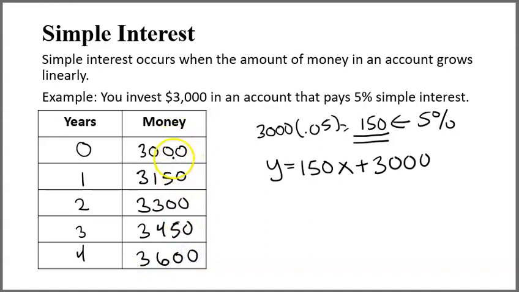So obviously, the more money I start with, the more I will get paid. If I had $300,000, 5% of that would be $15,000. You see how that would grow a lot faster. Okay?